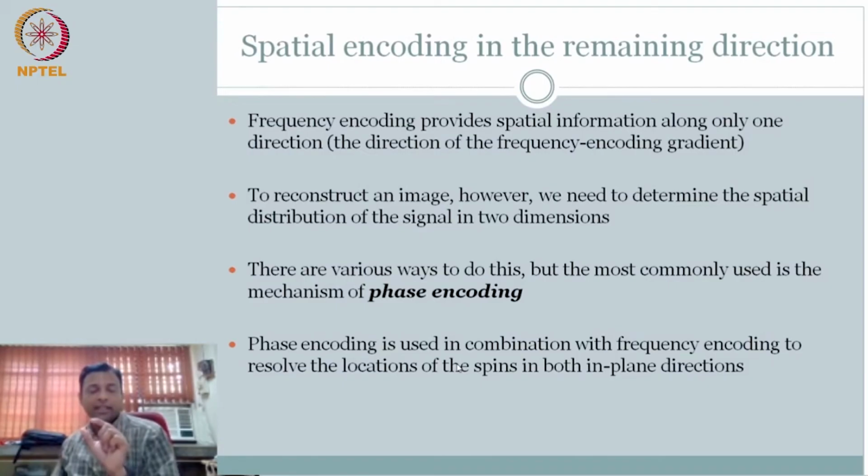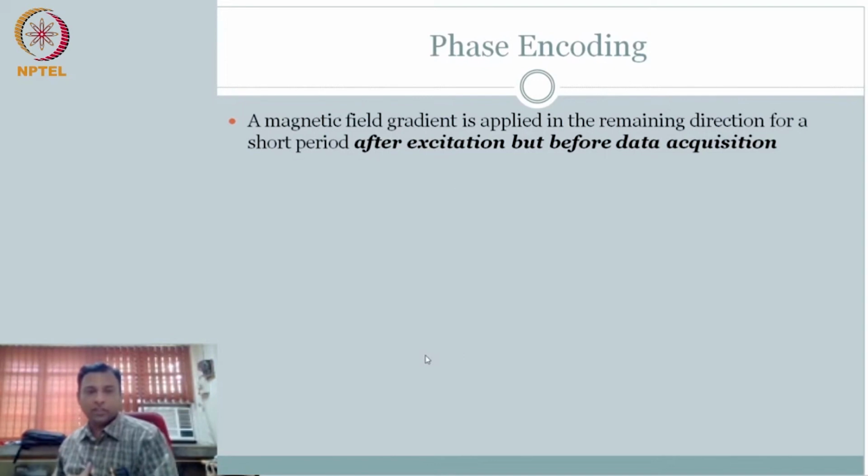The z gradient provided us the slice thickness, or your imaging plane. Within the imaging plane, we talked about the x gradient. If you combine phase encoding and frequency encoding, then we should be able to tell x comma y, which is your image. Okay. So let's look at what phase encoding is.